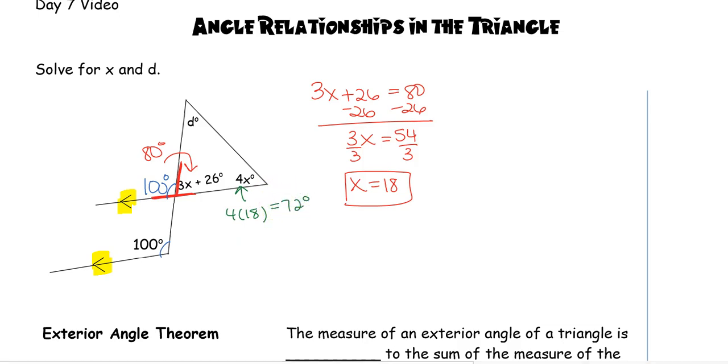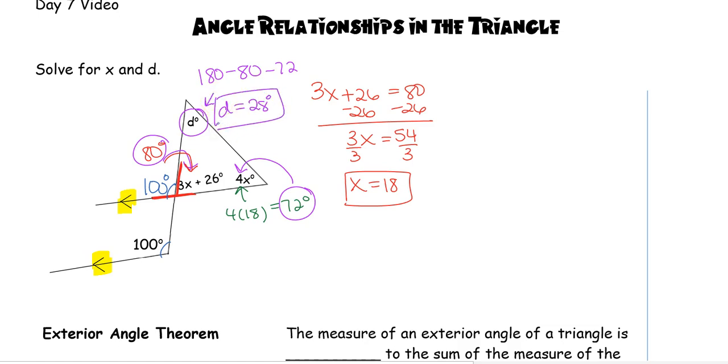Then I'm going to use that idea that all three angles in a triangle add up to 180. So d plus 72, because 72 is this angle right here, plus 80, because this is that angle, have to equal 180. So to find the measure of angle D, I do 180 minus 80 from this angle in red, minus 72, our angle in green, and we find that that angle D is going to be 28 degrees, using that triangle sum theorem.